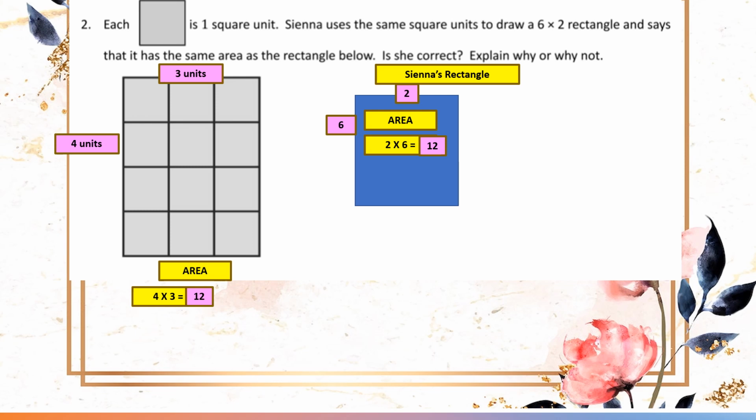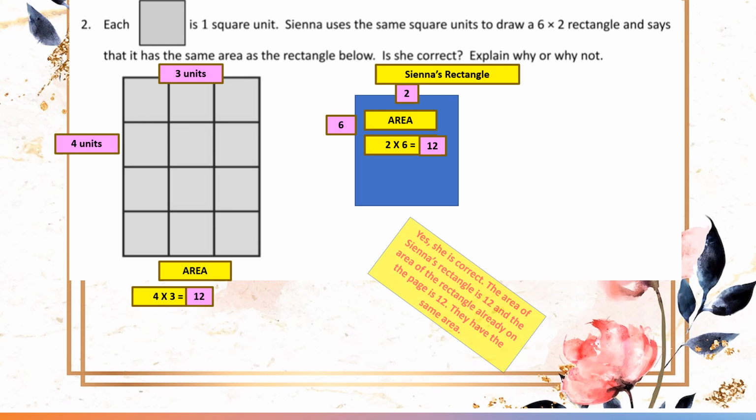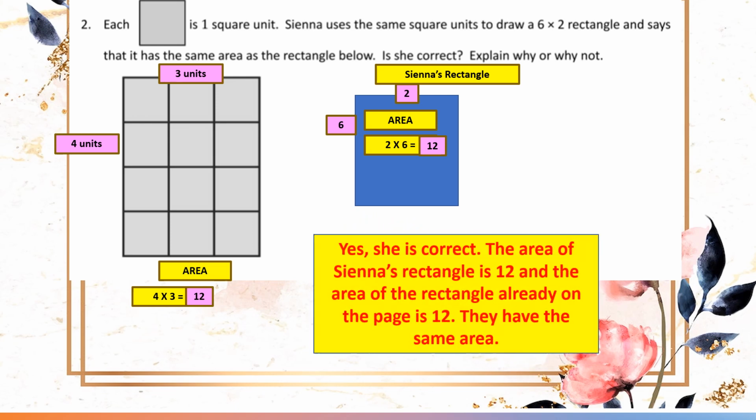And the area of Sienna's rectangle is also 12. And Sienna said that they have the same area. So is she correct? Yes, she is correct. The area of Sienna's rectangle is 12, and the area of the rectangle already on the page is 12. They have the same area. Now, you may want to go ahead and pause your video to make sure that your paper looks like mine, or just to check your work.